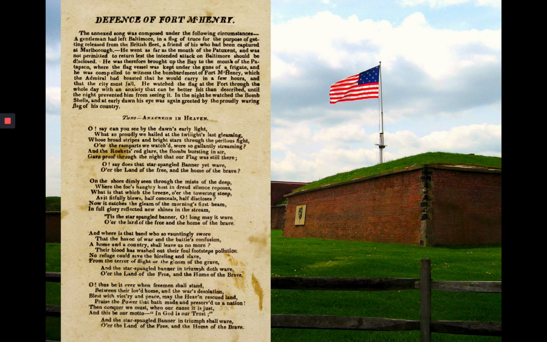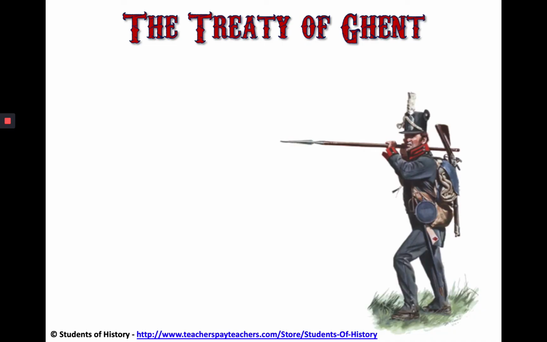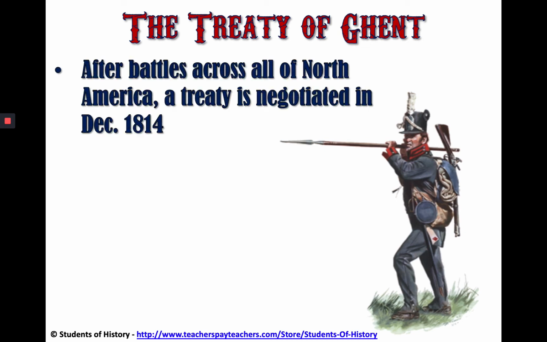This victory at Fort McHenry is huge. And again, this is a very quick overview of the war, but it's a huge victory. It turns the tides for the Americans. It shows the British that this is not going to be a quick war, and the British decide that this is going to be too expensive to continue after 3 years of fighting, and they agree to the Treaty of Ghent. And after battles across all of North America, a treaty is negotiated in December of 1814.